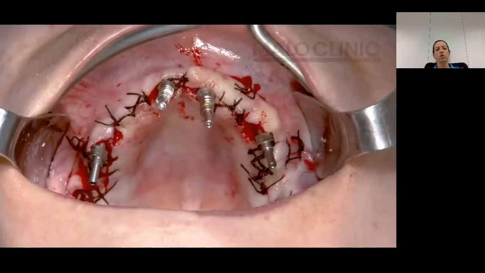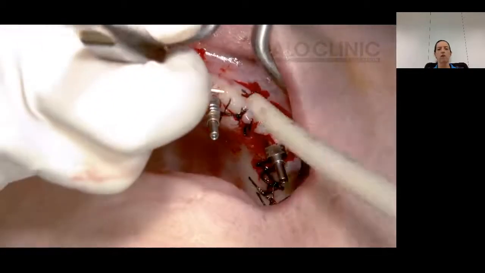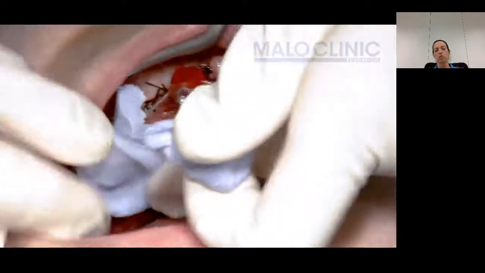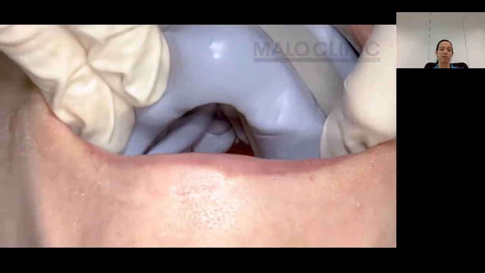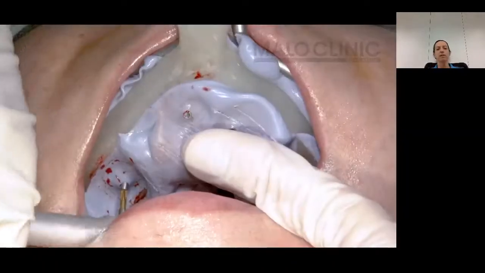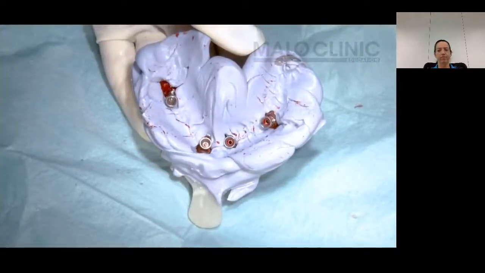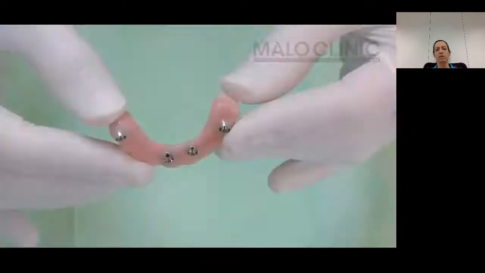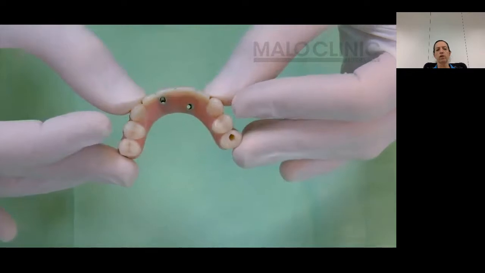For the impression we use only putty silicone. We want to have the best security impression as possible, so we do a connection between our abutments or our impression copings, and do the impression using only putty silicone, as you can see here. So after this we place these healing caps. These healing caps are for the gum not to swallow over the abutments.